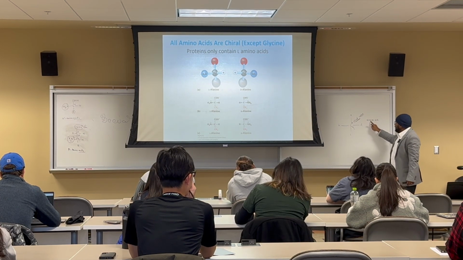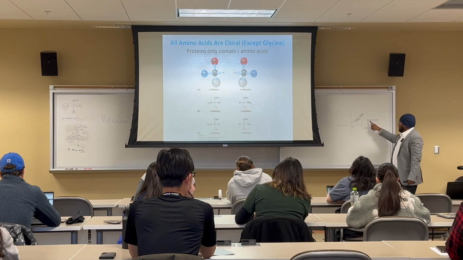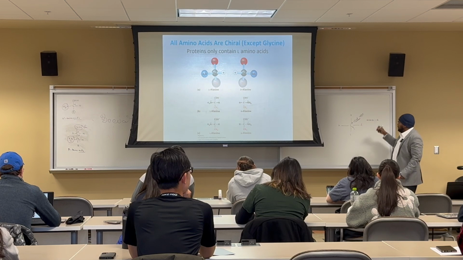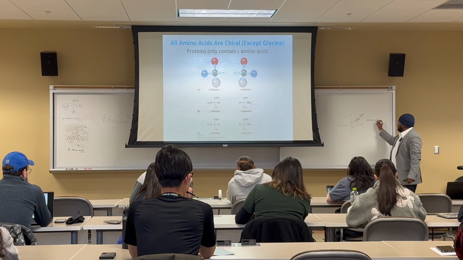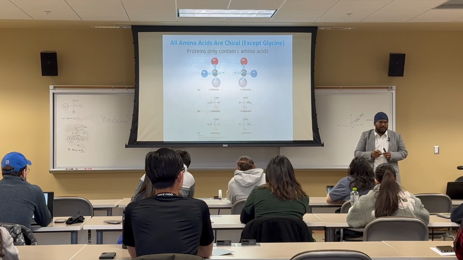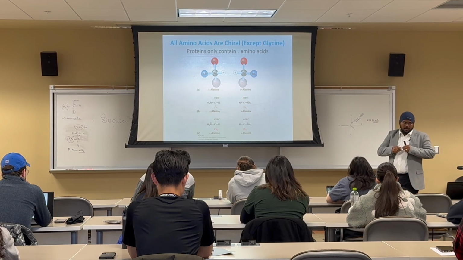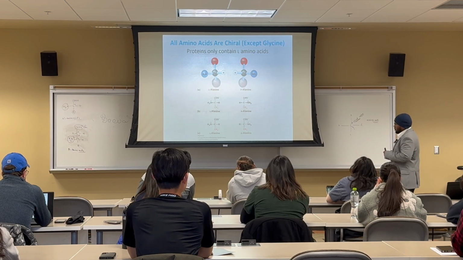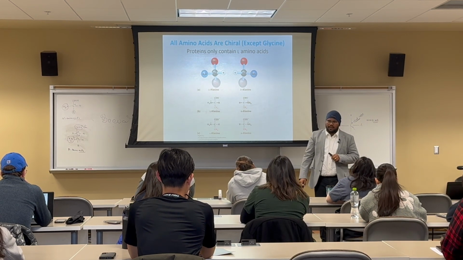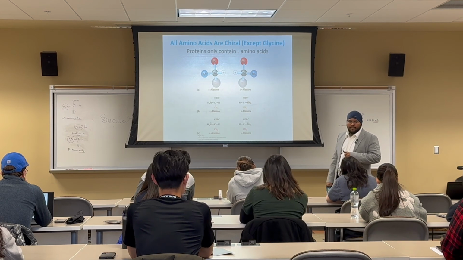A equals B equals C. A not equal to B, not equal to C, but equal to D, or anything. If you have 2 similar groups, you cannot call that a chiral carbon, okay? So all amino acids are chiral except glycine. Reason why?